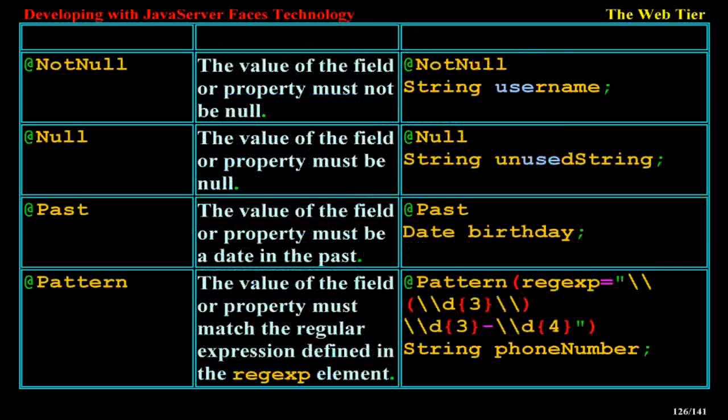@NotNull: The value of the field or property must not be null. @NotNull String username. @Null: The value of the field or property must be null. @Null String unusedString. @Past: The value of the field or property must be a date in the past.